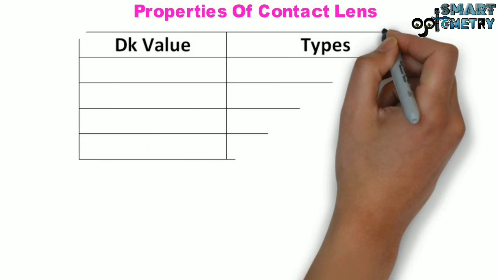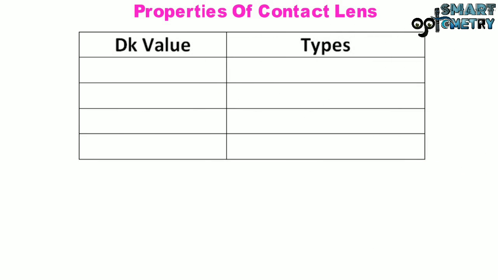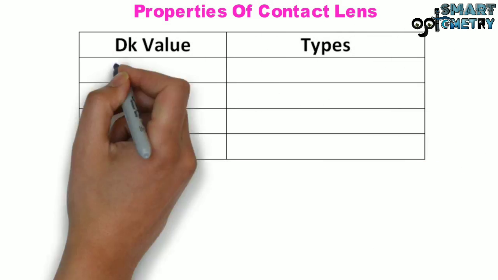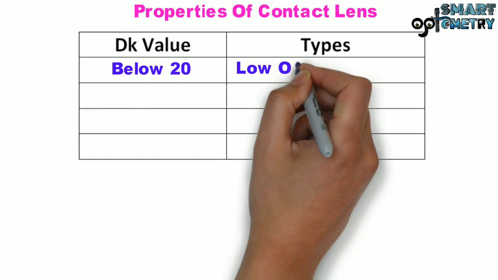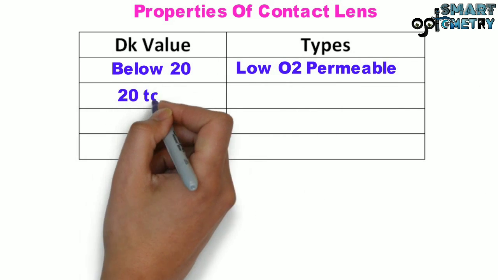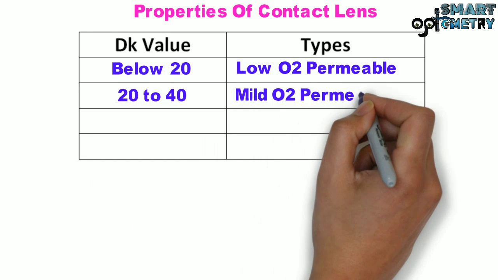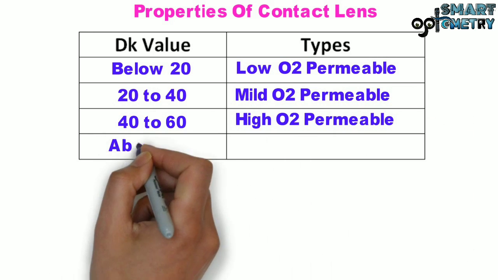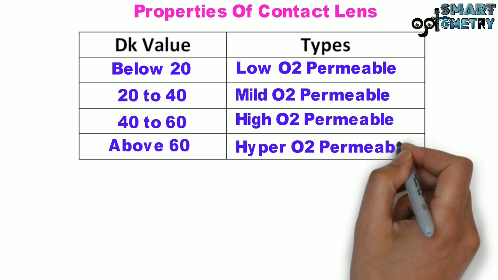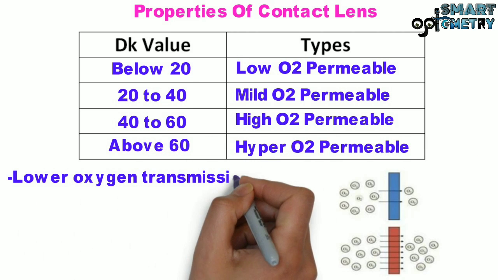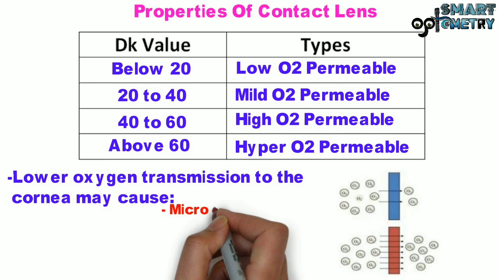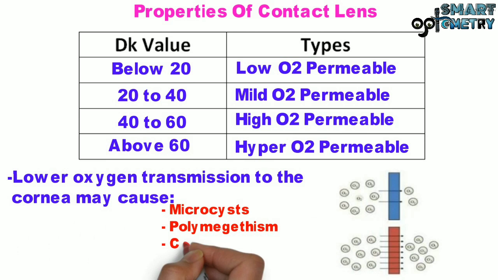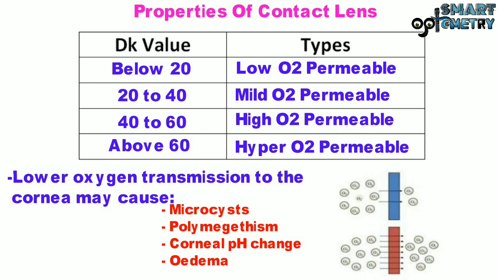This table represents the types of oxygen permeability depending upon the Dk value. If below 20, low oxygen permeable. If 20 to 40, mild oxygen permeable. If 40 to 60, high oxygen permeable. Above 60, hyper oxygen permeable. Low oxygen transmission to the cornea may cause microcysts, polymegathism, corneal pH change, and edema.